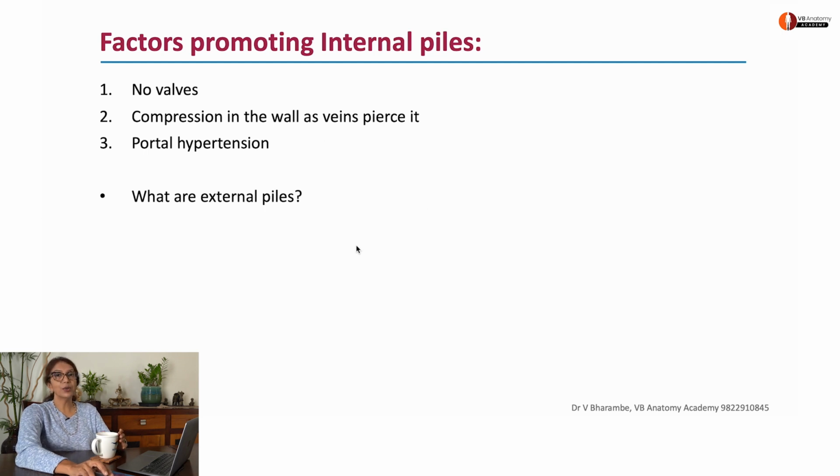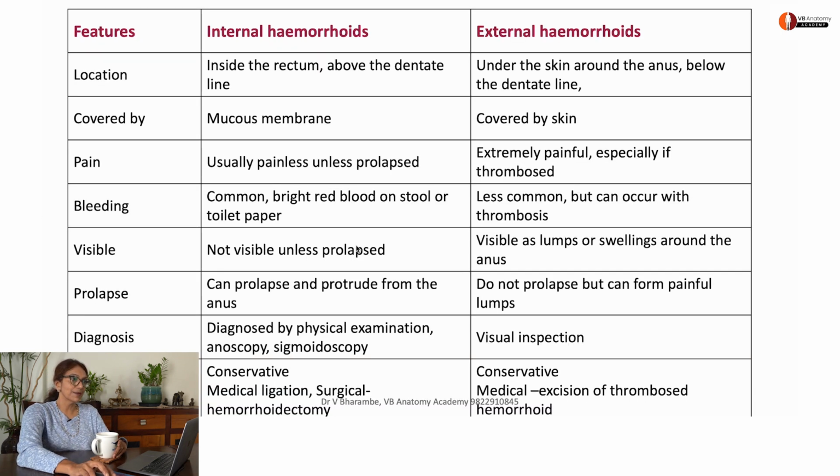So let's talk about internal and external piles. There are some piles or hemorrhoids which develop above the dentate line, which are called internal hemorrhoids, and those which develop below the dentate line are called external hemorrhoids. Internal ones are lined by mucous membrane, external by skin. So you have the pectinate line: above it will be an internal pile, below it will be an external pile.